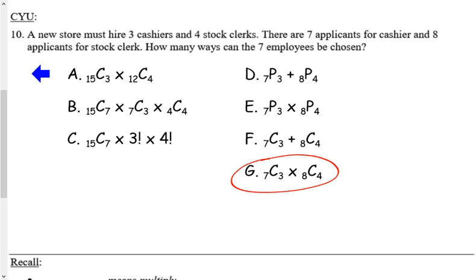What's the mistake somebody might have made that would have resulted in them choosing F? Come on. Yeah, 3 cashiers or 4 store clerks. Then we would have been adding instead of multiplying. What about E? Yes, Rohan. If they thought it was a permutation, how would this question have been different if it was a permutation? A restriction, could you give me an example?